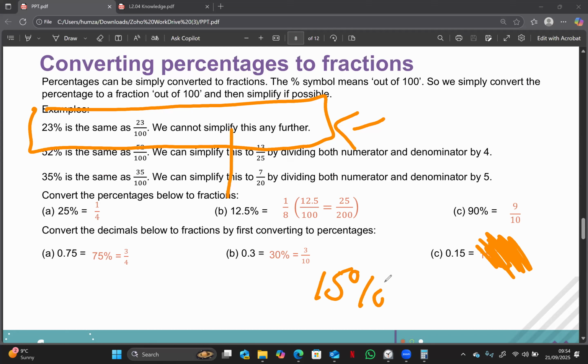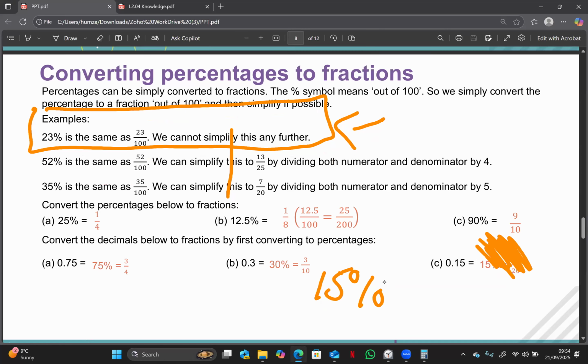Now convert that into a fraction. What did I just tell you? You have to always do the same thing. Over 100. Yes, exactly. So we can do 15 over 100.